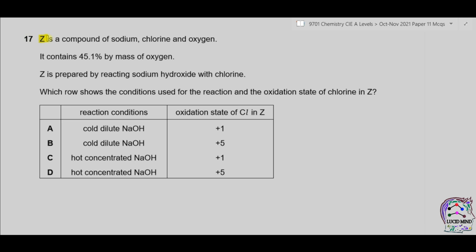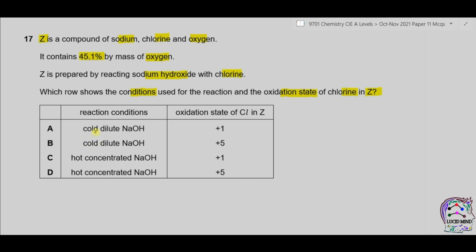Question 17. Z is a compound of sodium, chlorine and oxygen. It contains 45.1% by mass of oxygen. Z is prepared by reacting sodium hydroxide with chlorine. Which row shows the conditions used for the reaction and the oxidation state of chlorine in Z?